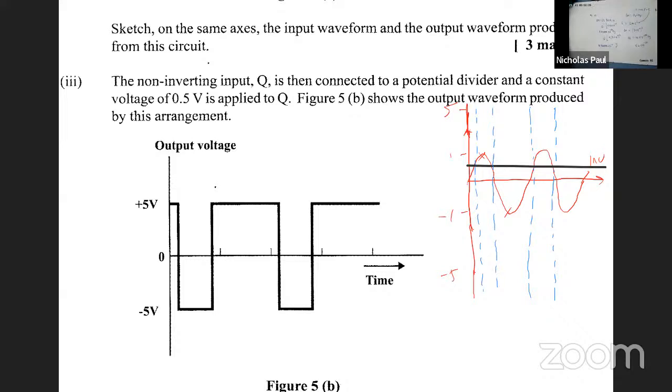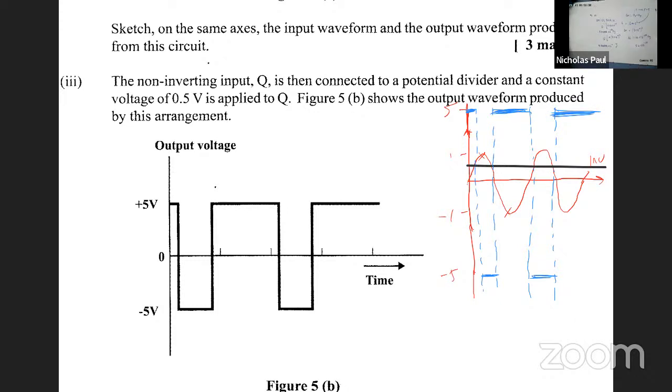Right, so you all got it? It looks like the one to the left. So let's see, the black is higher than the red, so it will saturate high. The red is higher than the black, so it will saturate low. Here, saturate high, low, high. I just joined the graph. That's a full explanation right there.